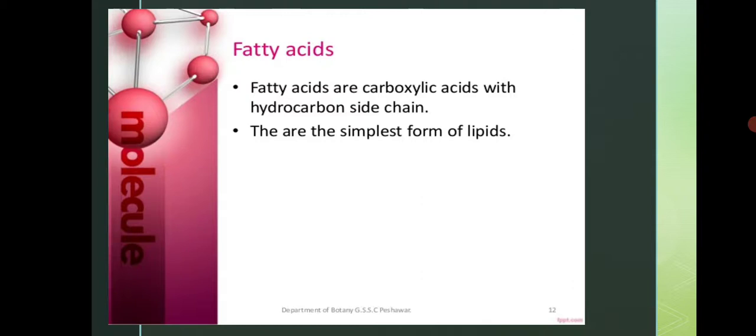Okay, so fatty acids are carboxylic acids with hydrocarbon side chain. Carboxylic acid means COOH group. Okay, or C double bond OH group. In short, you can say COOH group. So fatty acids are carboxylic acids with hydrocarbon side chain, means they contain the hydrogen carbon like that side chain. Okay, then depends what type of arrangement is there. These are the simplest form of the lipids.